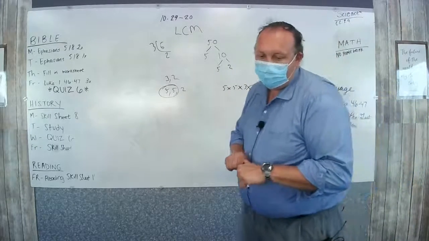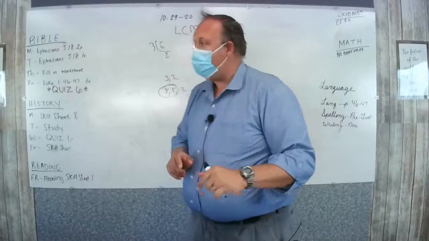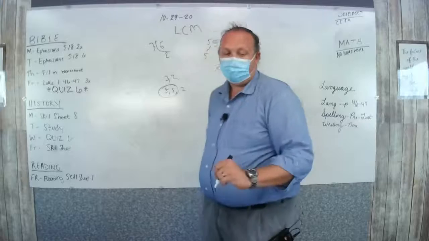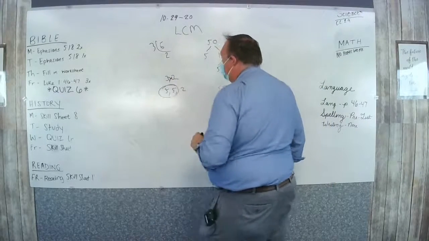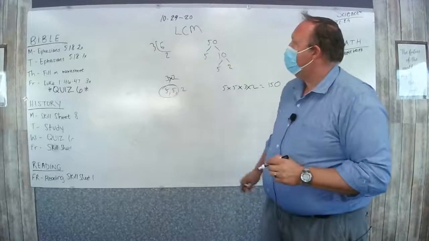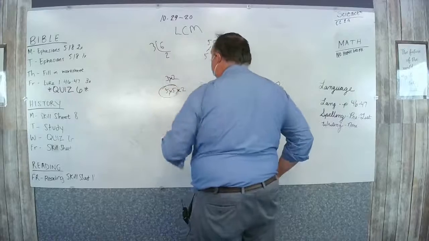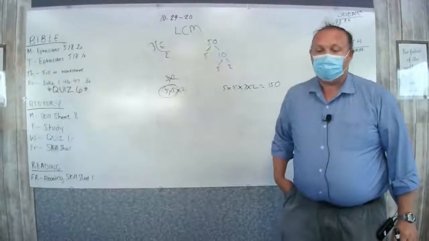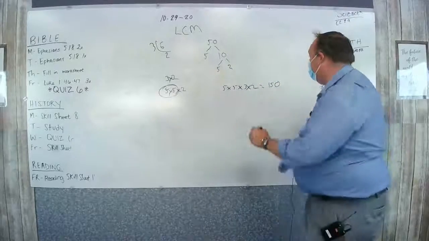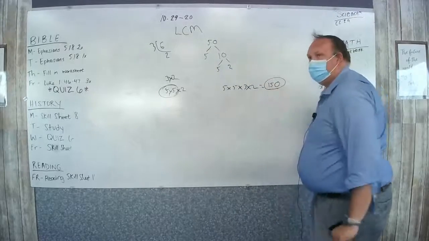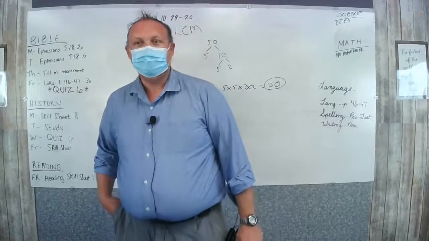Okay? So, what you would do on your piece of paper is where it says 6, you'd write 2 times 3. Okay? Where it says 50, that long line right there, you'd write 5 times 5 times 2. Okay? And then on that little tiny line, you would write 150. Okay? Make sense? All right.